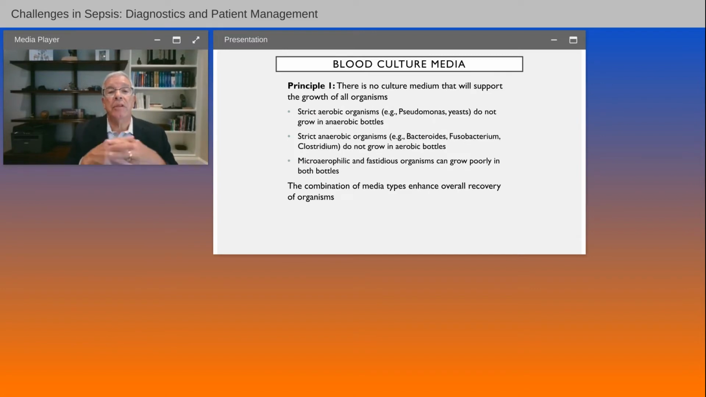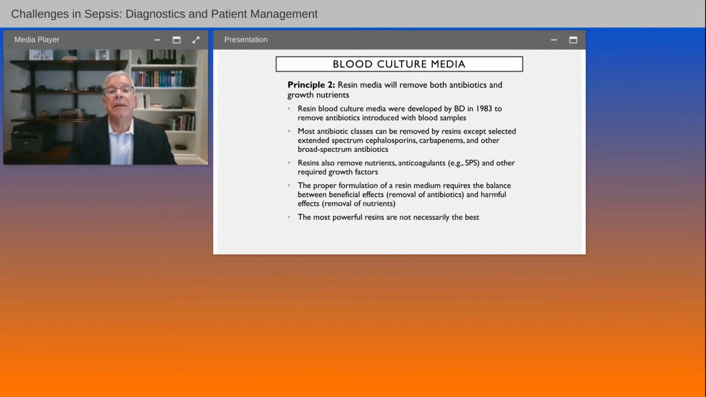The first principle is that no culture media will support all organisms. It's really straightforward. Strict aerobic organisms don't grow in the anaerobic bottle. Strict anaerobic organisms don't grow in the aerobic bottle. Microaerophilic and fastidious organisms grow poorly in both of these bottles. And what we see is that the combination of media will enhance the overall recovery of pathogens. So it becomes important to use multiple types of media.